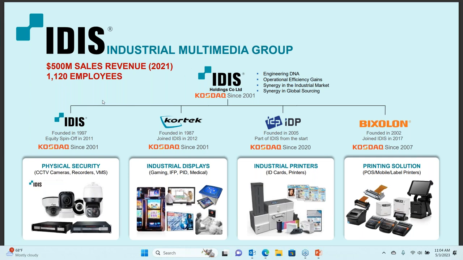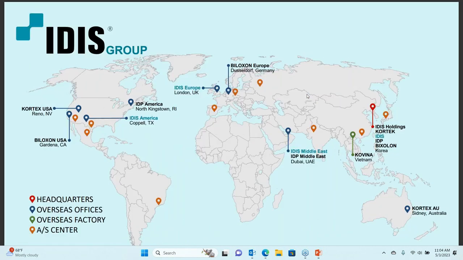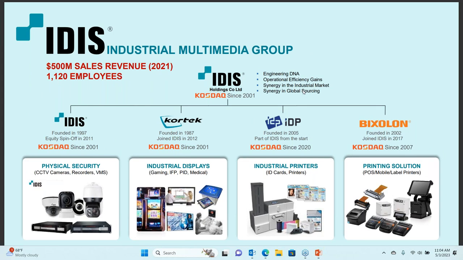These are just some of the companies that fall under IDIS Holdings. IDIS, Cortex, IDP. I don't know if you can see this other one here. Bixalon. And the other one that will fall under that now is Postar. Will fall under IDIS Holdings. Not sure exactly where it's going to go yet, to be honest with you. They're still figuring all that out. So when I know, you guys will know.